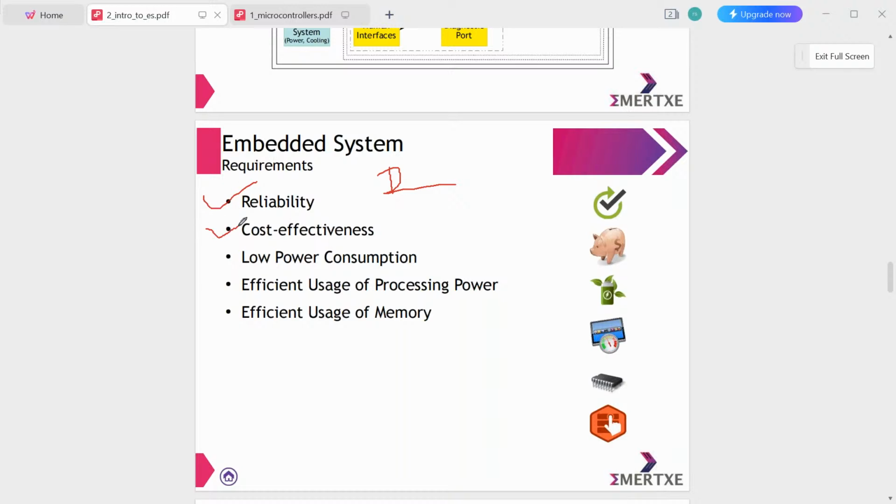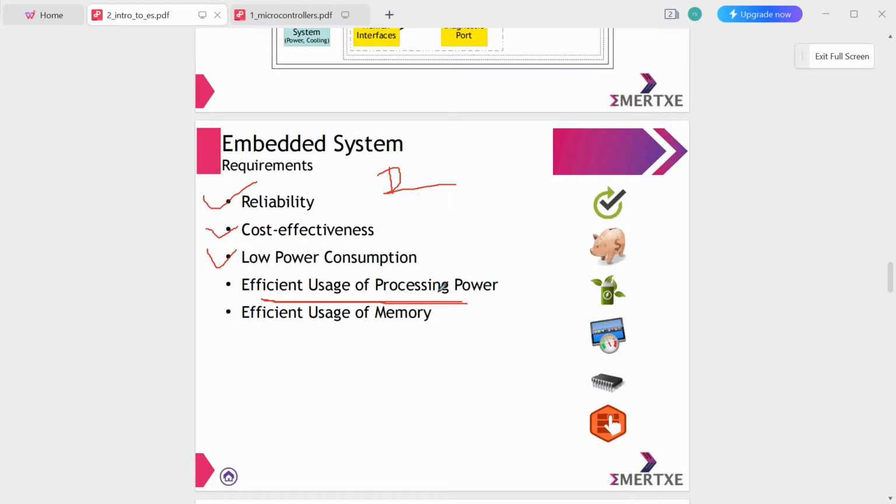The next is cost effectiveness. Make sure your embedded system is cost effective. People should be able to afford it, only then are they going to purchase it. If it's very costly, very few people will purchase it, and your business is not going to work that well. So you have to design a cost effective product. Fine. And then make sure there is lesser consumption of power.